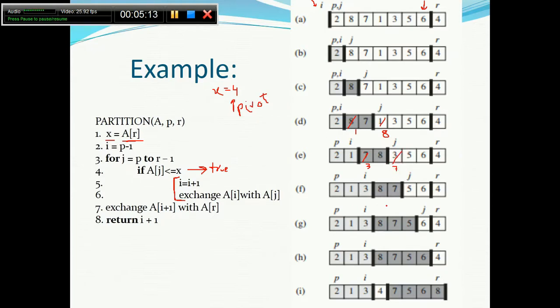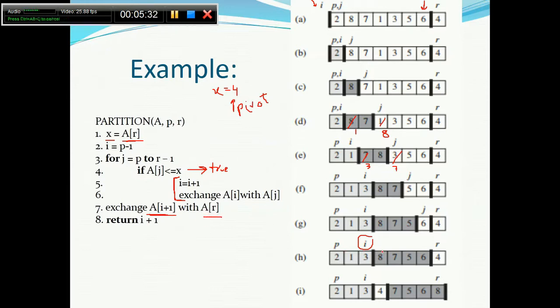Now, is 5 smaller than 4? No. Is 6 smaller than 4? No. This means this loop is not going to execute further. So once the j has reached here, you will terminate. Now currently i is pointing to here.